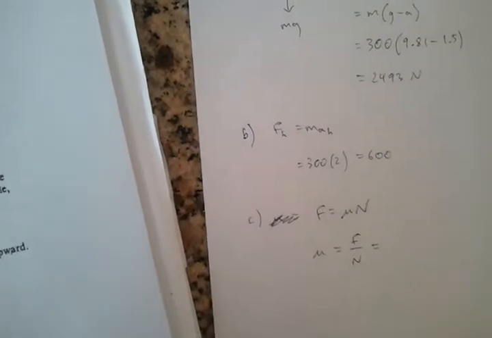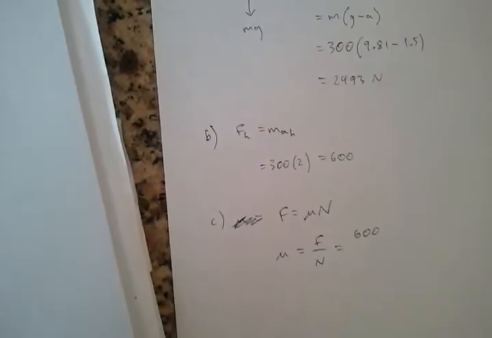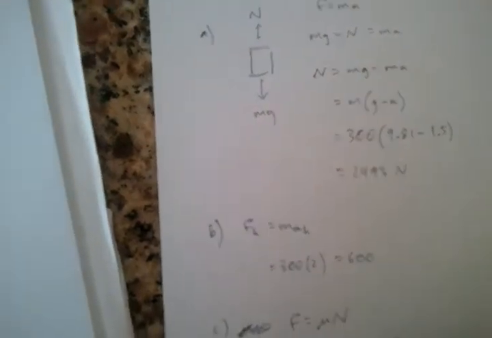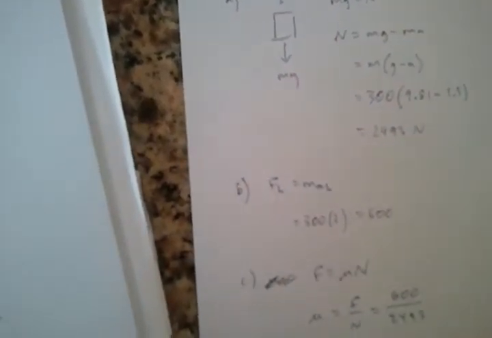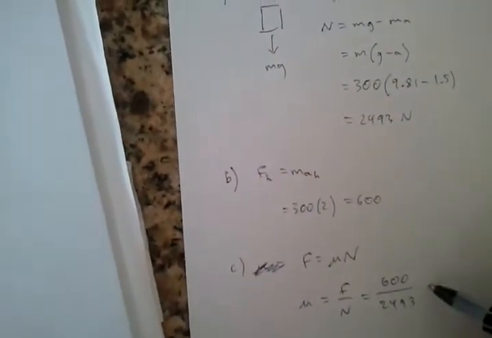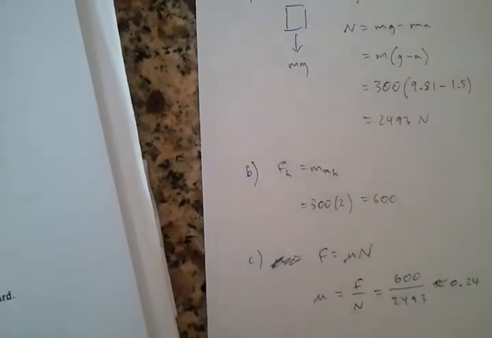And you've already solved for both of these in the previous problems. The frictional force is 600 newtons, as you can see in part B, and the normal force you calculated in part A was 2,493. And the answer to this is approximately 0.24.